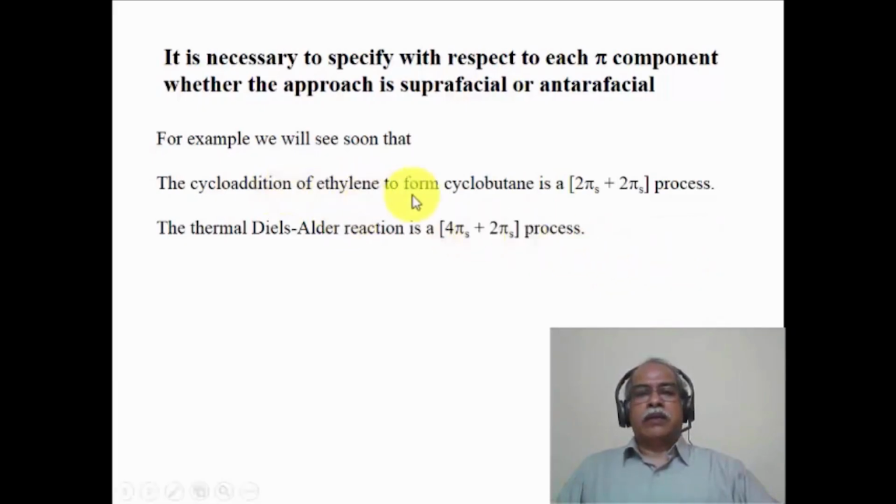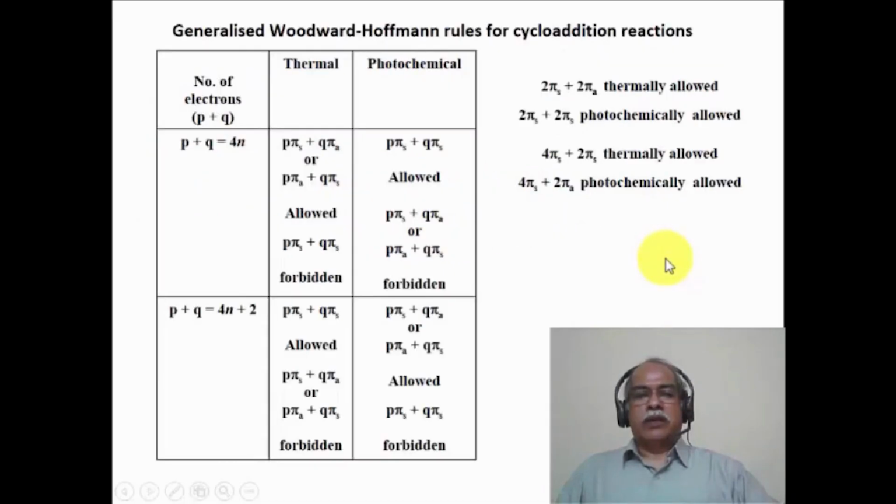Now, the cycloaddition of ethylene to form cyclobutene, a 2 suprafacial process, is only under photochemical condition, whereas this is under thermal condition. This is based on the Woodward Hoffmann rule that we will be deriving very soon for the cycloaddition reaction. Now before we derive the Woodward Hoffmann rule, the generalized Woodward Hoffmann rule is given here.